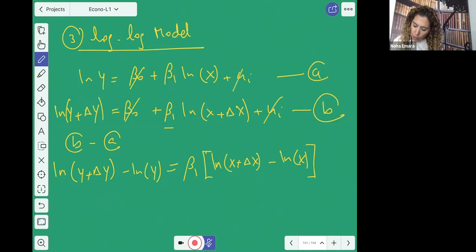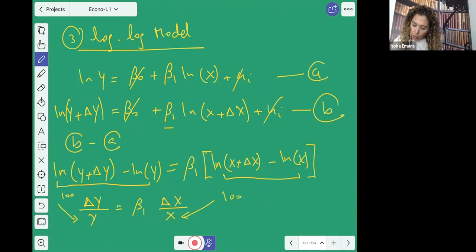And what I can do is look at the star formula and replace these two. The star formula would tell me that this part, the change in y over y, equals beta 1 times the change in x over x. Now, when I have anything in percentages, I know that this is 100 and this is 100, so I can easily remove these two because they cancel together. They are the same number. So I can say the change in y is simply beta 1 times the change in x.